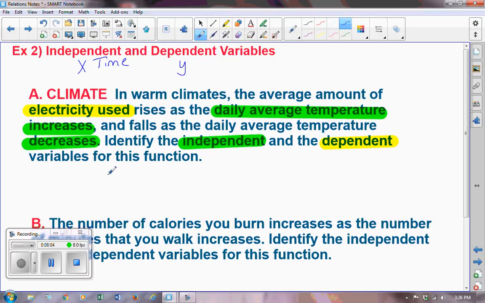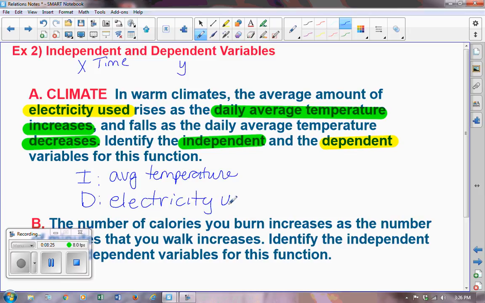So I just like to abbreviate and put I and D. The independent variable is the average temperature, and we could put daily temperature. And the dependent variable is the electricity used, or the amount of electricity used. Okay.